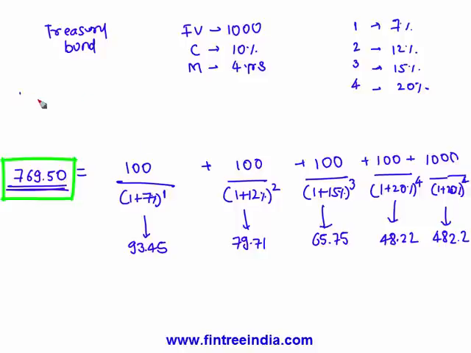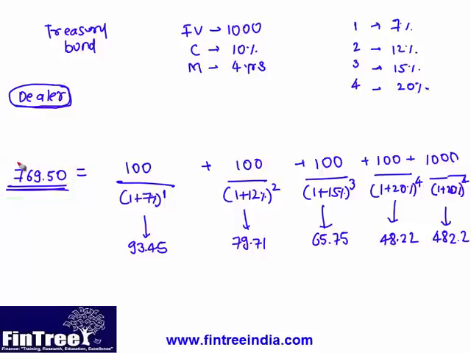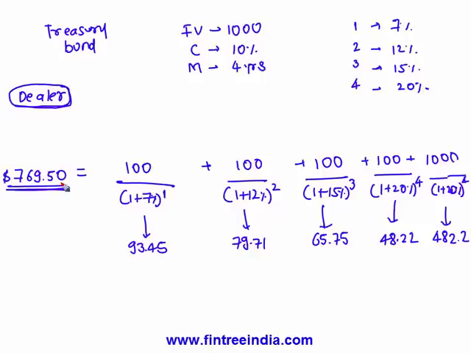Now, let us say you're a dealer in the bond market. You go to the US Treasury or US Fed and you purchase these bonds. So to purchase the bond, what is the amount you're going to pay? 769.50. Then you go to the investor. So there are, let us say, 5 separate investors that we have.